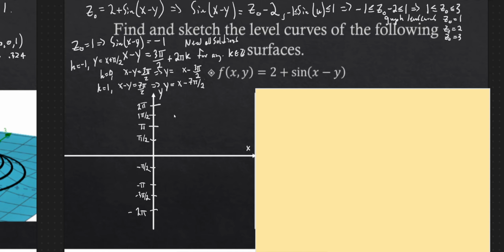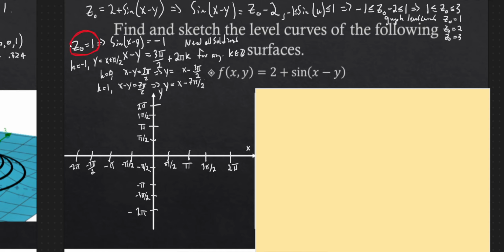And then since these are all lines with slopes of 1, I'm going to do the exact same scale in the x direction. So 1, 2, 3, 4 up to 2 pi. 1, 2, 3, 4 up to 2 pi. Pi. This is pi. This is 3 pi over 2. This is pi over 2. Same thing over here. Negative pi over 2. Negative 3 pi over 2. And negative 2 pi.